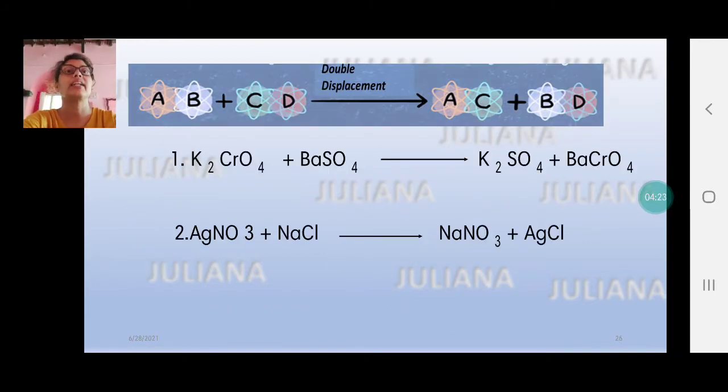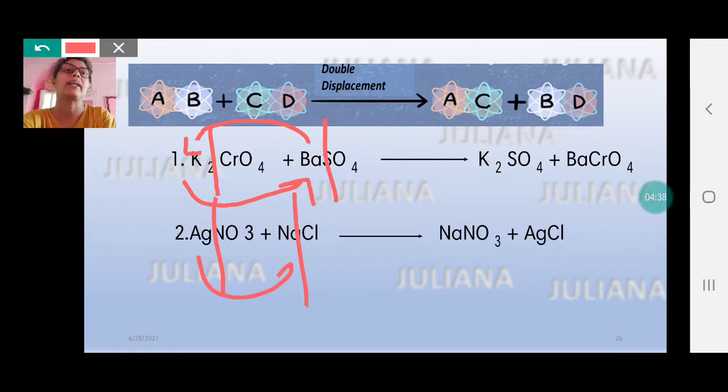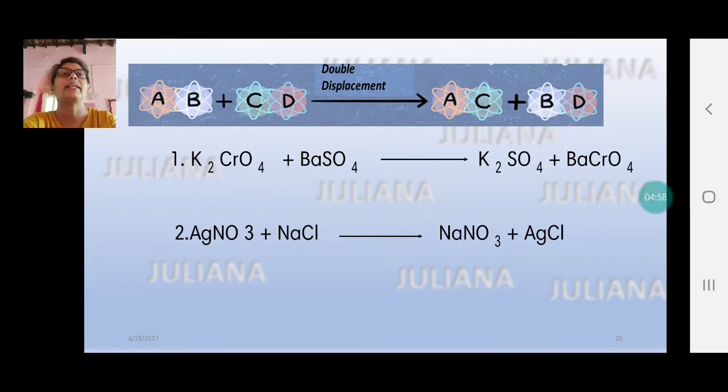On the other hand, for double displacement, you have both compounds, and each one breaks into a positive and negative radical. The positive part goes and takes the place of barium, and barium takes the place of potassium. Silver takes the place of sodium, and sodium takes the place of silver. So in the first case, you got K2SO4 and BaCrO4, barium chromate. The next one, you get silver chloride and sodium nitrate, NaNO3. So this is a double displacement reaction.